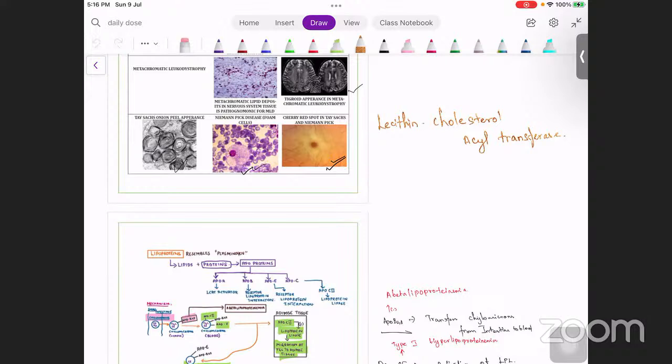Rate limiting enzyme of ketone body synthesis is HMG-CoA synthase. Ketone body synthesis mostly occurs in starvation. So on prolonged starvation, your brain, heart, and skeletal muscle use ketone bodies as a source of energy. And the test for ketone bodies is your Rothera's test.